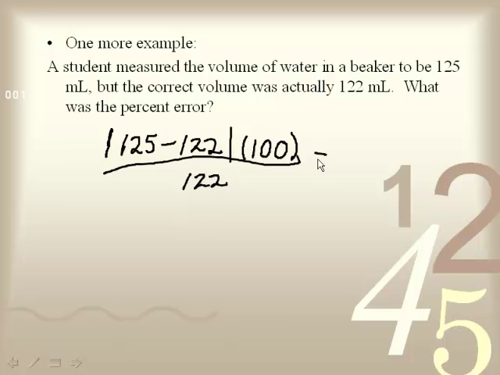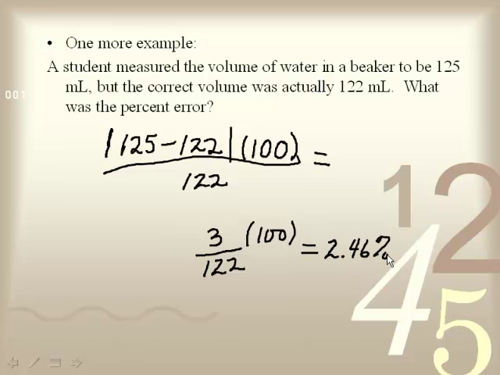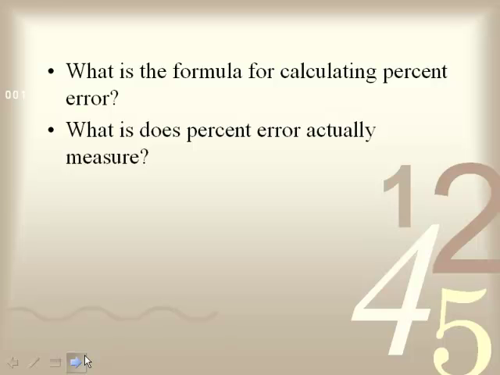Okay, here we go. So I take 125 minus 122, that's 3, divide by 122, and then multiply by 100. Sorry about my messy handwriting here. Alright, and we're going to round that off to 3 digits because that's how many digits are in our measurements. So that would come out to 2.46%. Okay, that's pretty accurate, 2.46%.